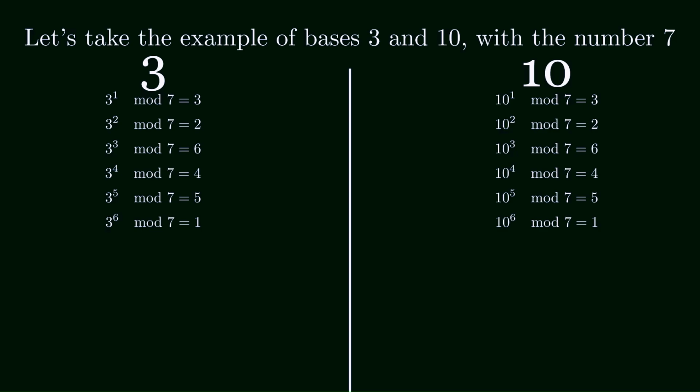But that's not all. If we were to look at the two tests side by side, we can see that they give us the same remainders for every iteration. 3, 2, 6, 4, 5, 1. And that right there is our answer. They will both work because they both have the same results in the primitive root test. But that's just one example. How about we instead prove it with algebra?